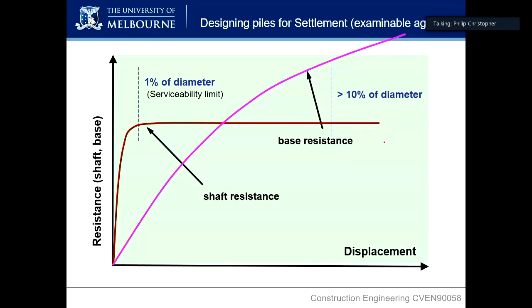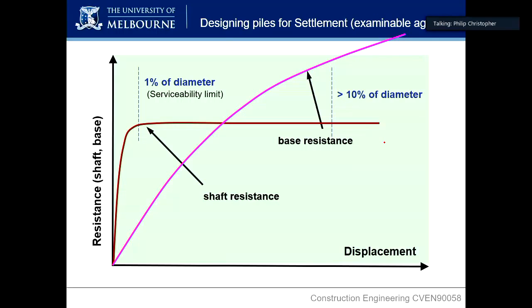All those frictions. Now this is examinable back to your rock socketed pile. On the x-axis, we have displacement, so how far the pile moves. On the y-axis, we have resistance. So if we want to design a bridge to not move a lot once we load it up, we want high resistance at low displacement to meet those serviceability requirements.